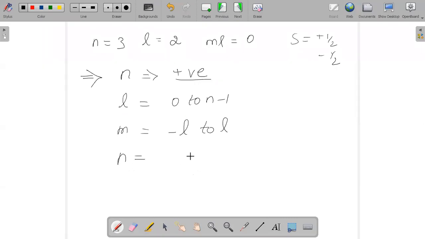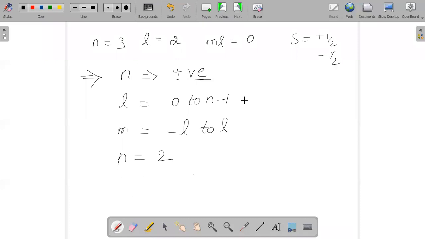For example, if the given question says the principal quantum number is 2, choose from the options which are the possible quantum numbers. Hence you can calculate using this relation and conclude which option could be the right answer. This type of question you will come across in many tests and many previous year papers.